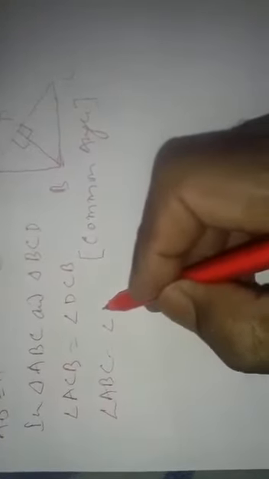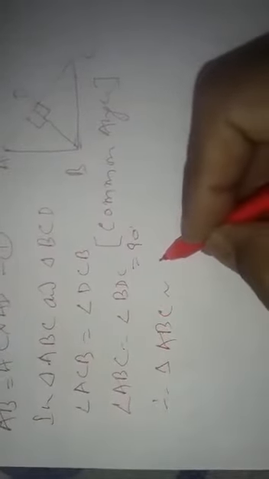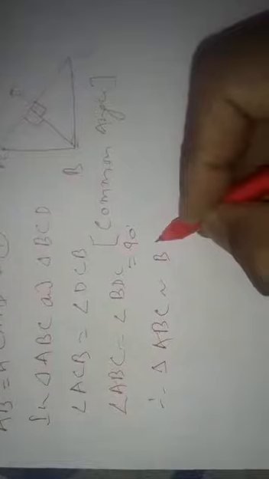And the second one is angle ABC is equal to angle BDC. Both are equal to 90 degrees. Now we can say that triangle ABC is similar to triangle BDC. Now this triangle ABC is similar to triangle BDC.